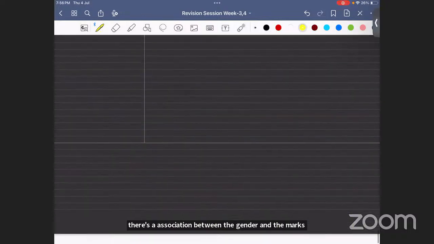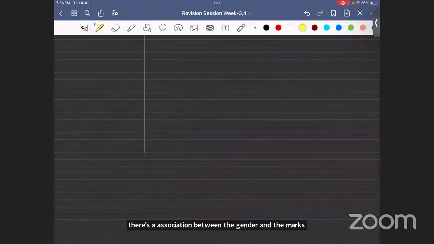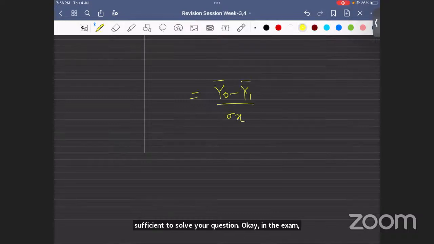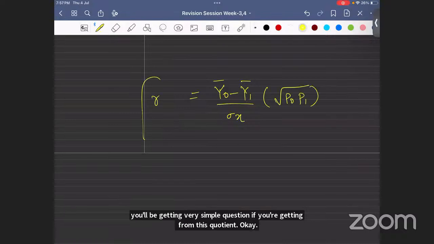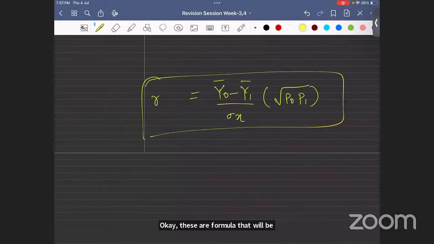Okay, so I'll write this formula again. Mostly if you just know the formula, that itself is sufficient to solve your question. In the exam you'll be getting a very simple question from this portion. This is the formula for the correlation coefficient if you have been given one categorical variable and the other as a numerical data point.